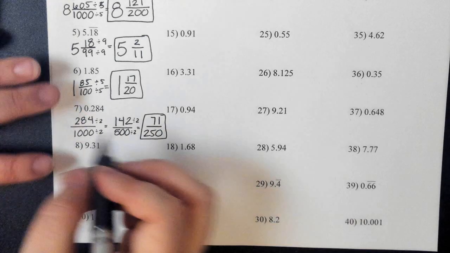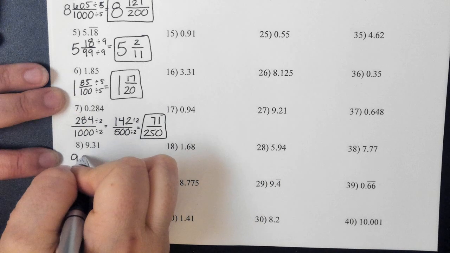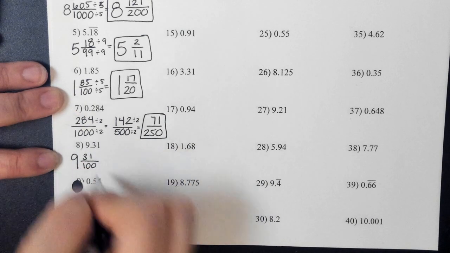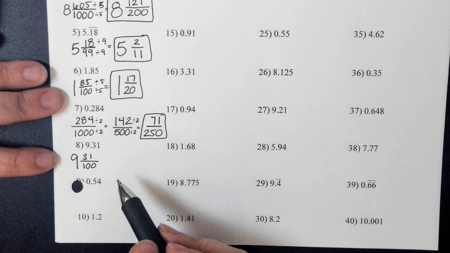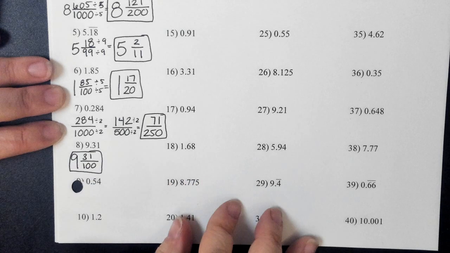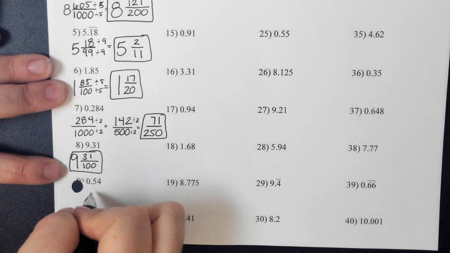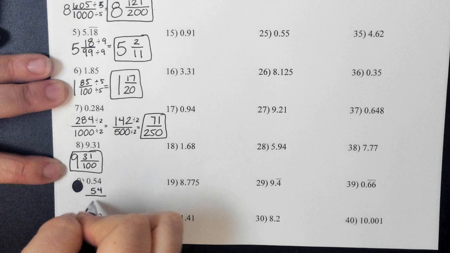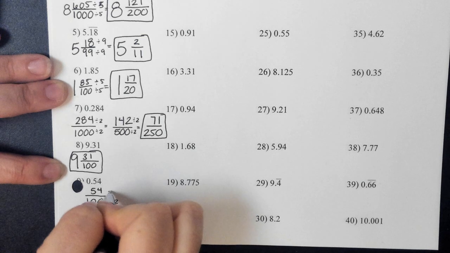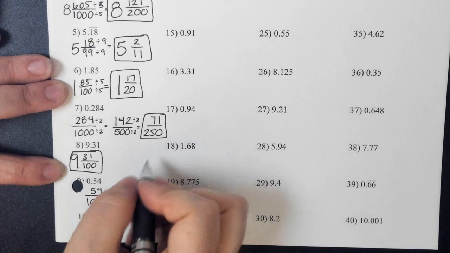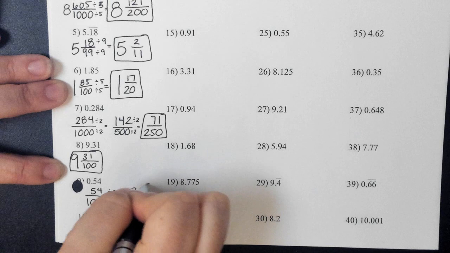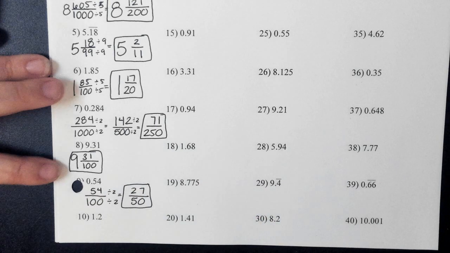All right, number 8, 9's in front of the decimal, 9's in front of the fraction. 31 is behind the decimal, since there are 2 numbers. I'm going to put 2 zeros, which is 100. 2 won't work, 5 won't work. Nothing's going to go into both of those, so that is my answer. It will not simplify. All right, number 9, I have 54 over 100, 2 zeros, since there are 2 numbers. I'm going to divide that by 2. That's going to give me 27 over 50, which will not simplify anymore.